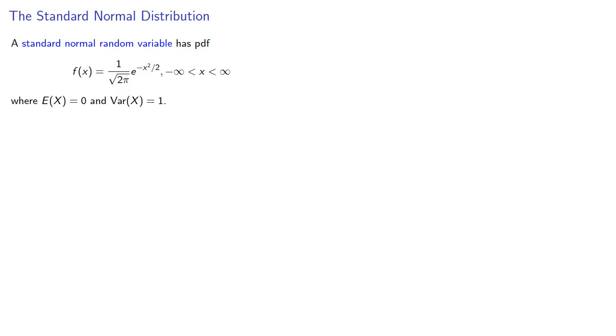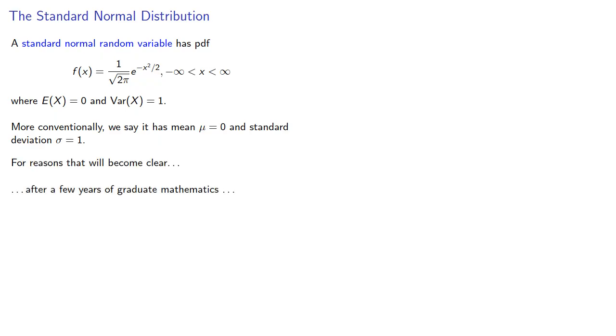A standard normal random variable has this PDF, where the expected value is 0 and the variance is 1. More conventionally, we say it has mean 0 and standard deviation 1. For reasons that will become clear after a few years of graduate mathematics, the normal distribution is extremely important. Otherwise, trust us, it's important.